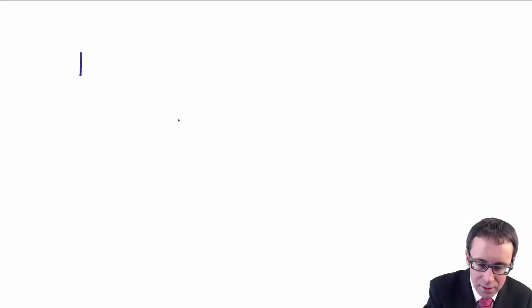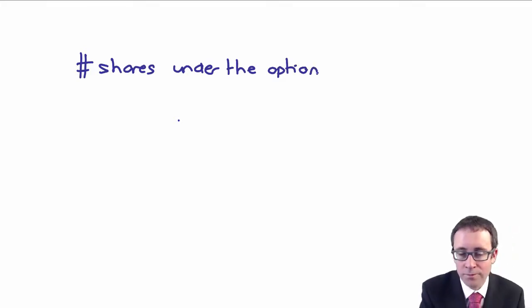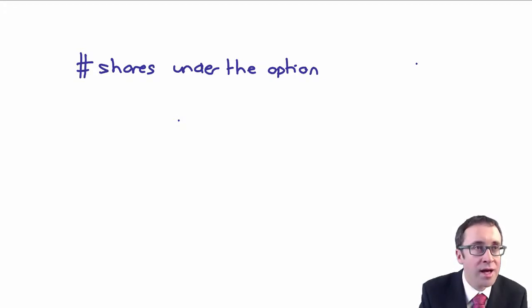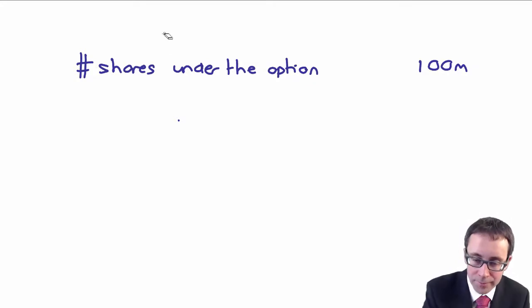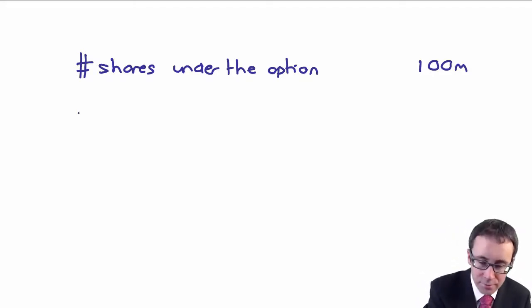If we learn the pro forma, you'll have no problems in the exam. So you look at the number of shares under the option. If memory serves me right, that was 100 million. If I pay the $2.50, I get 100 million shares.